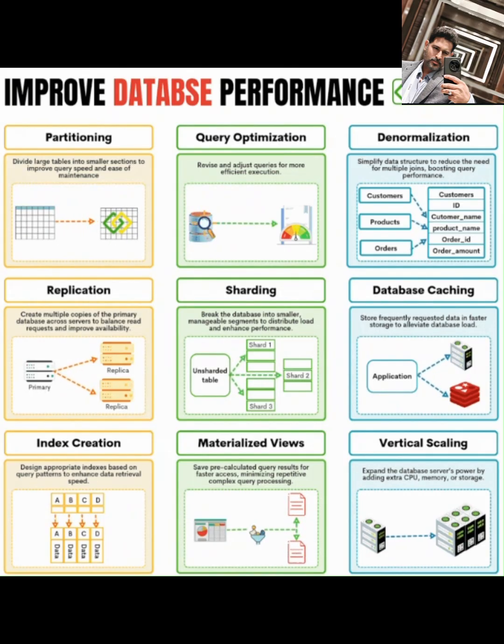So, there you have it. 9 key strategies to significantly improve your database performance. From breaking down large tables with partitioning and sharding to optimizing your queries and leveraging caching and indexes, each of these techniques plays a crucial role in creating faster and more efficient database systems. Implementing even a few of these strategies can make a huge difference in your application's speed and responsiveness. Remember to analyze your specific database workload and choose the techniques that best fit your needs.